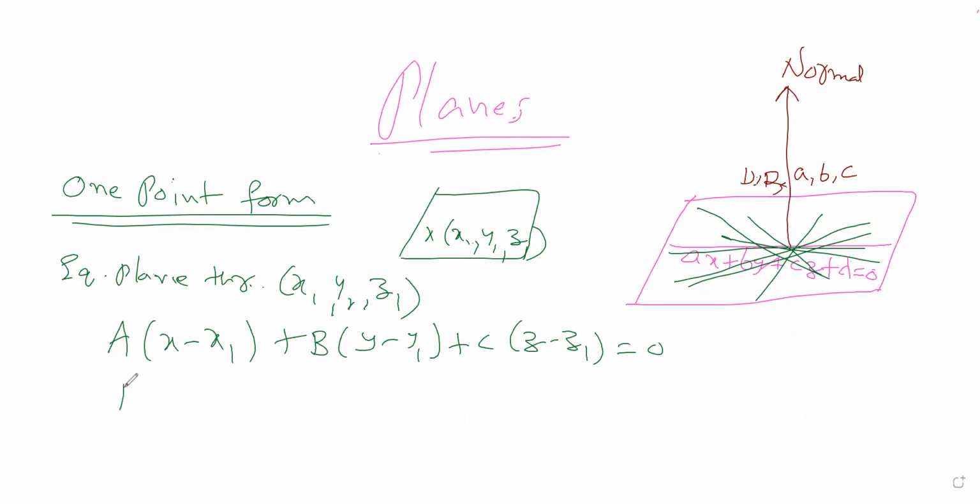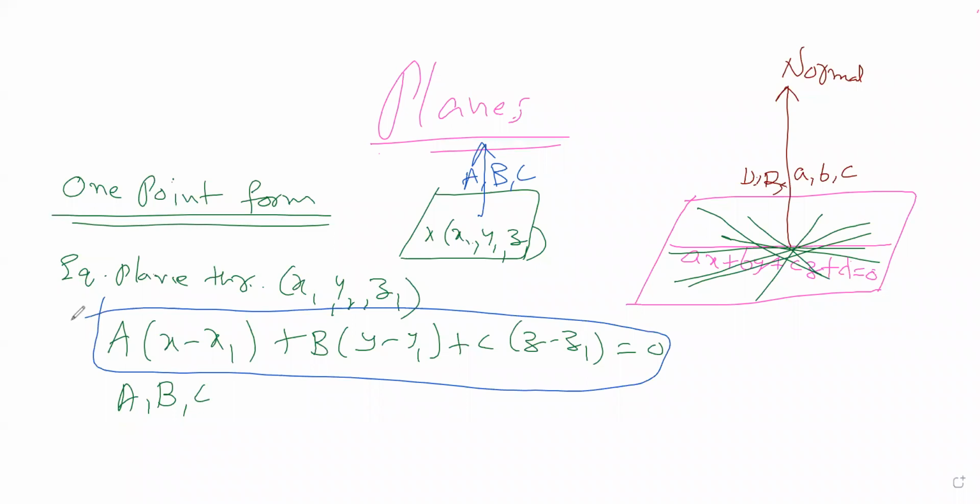Here the capital A, if you want, you may write as small letters. It is not a problem. Anyhow, capital A, capital B, capital C are simply the direction ratios of the normal to that plane. So this is the equation of the plane when you know the one point x1, y1, z1, where A, B, C are direction ratios of the normal to the plane.